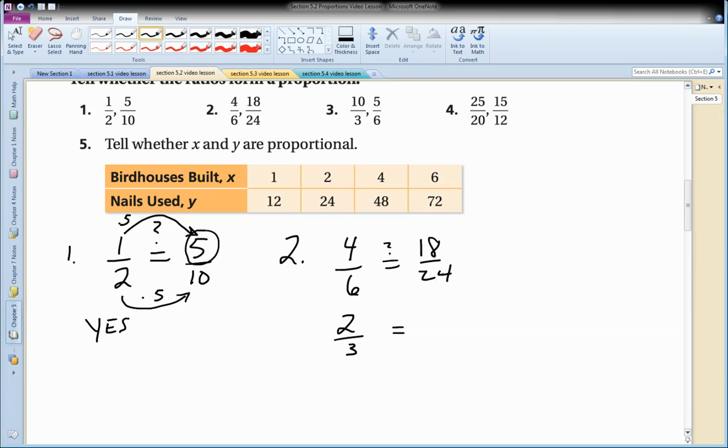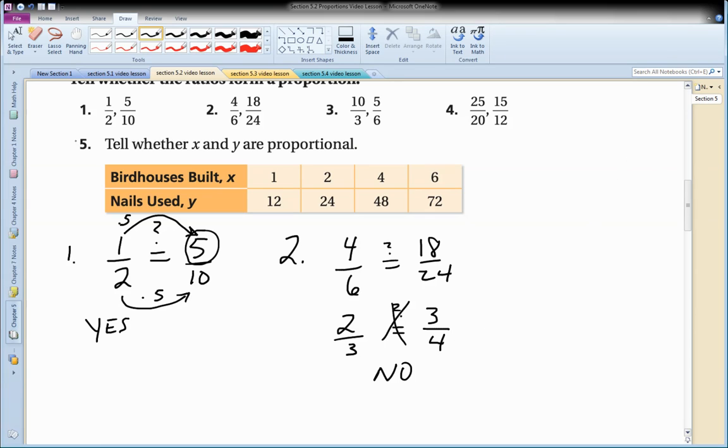Is there another number I could use? Well, there is. I can divide both of these by 6. So 18 divided by 6 is 3, and 24 divided by 6 is 4. So are these two equal? No, they are not. So this is no. These do not form a proportional relationship.